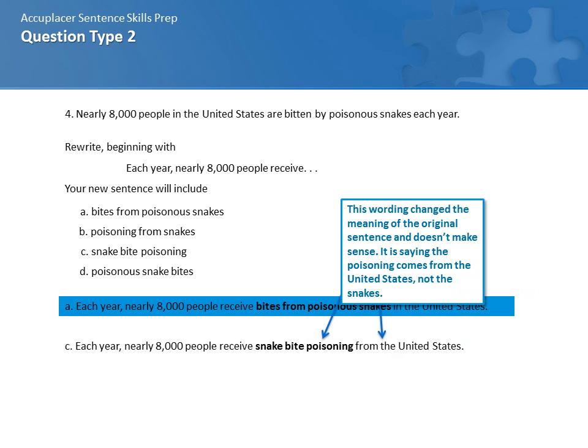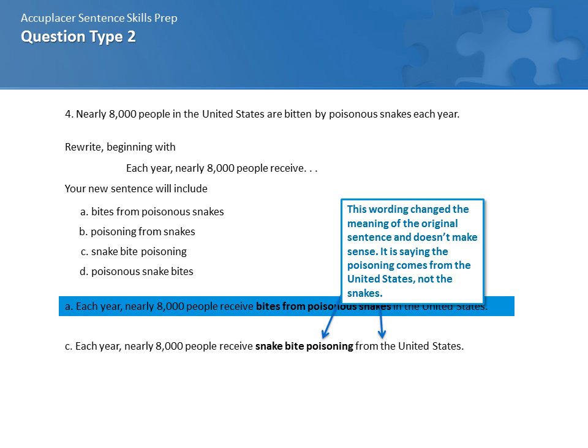C, snake bite poisoning, doesn't exactly work either, because the sentence doesn't say that the people who are bitten all receive poisoning, and it's possible that they could be bitten by a snake that for some reason already expelled its venom, or maybe they're immune to the poisoning or to the poison. So this sentence doesn't preserve the accuracy of that first sentence, because it doesn't preserve the meaning of the first sentence.